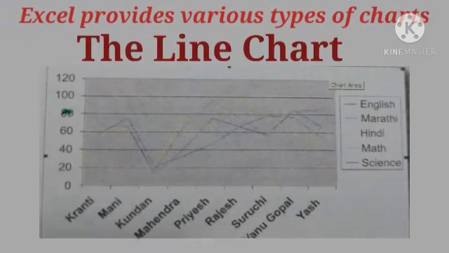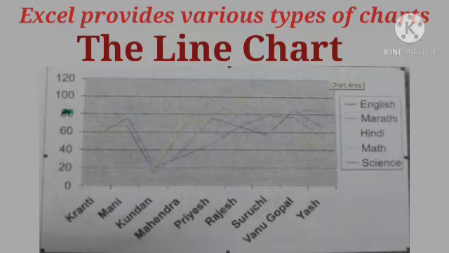Excel provides various types of charts. First, the line chart. A line graph, also called a line chart or run chart, is a simple but powerful tool and is generally used to show changes over time. Line graphs can include a single line for one data set or multiple lines to compare two or more sets of data. The essential components of a line graph are the same as other charts.